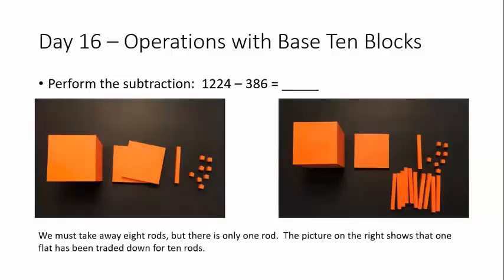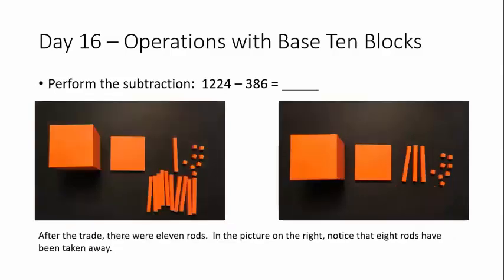We now need to take away 8 rods. There's only 1 rod, so we trade down. A flat is traded down for 10 rods. You can see in the picture on the right that the trade has been completed. We now want to take away 8 rods. The picture on the right shows that 8 rods have been removed.